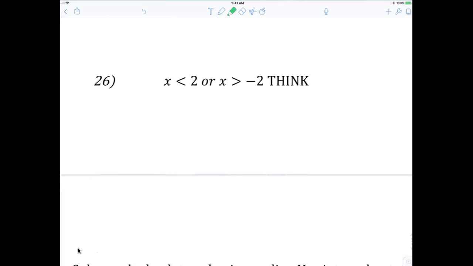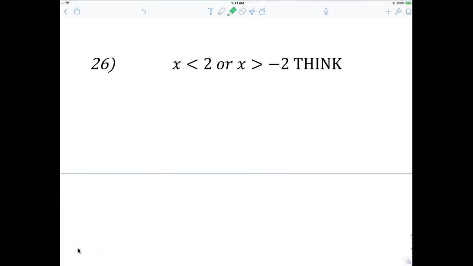Okay, let's look at the thinking question for number 26. Jump down to 26 because this was the really hard one. If you are less than 2 or greater than negative 2, what do you think this is? I'm seriously in the conversation. What do you think? It'd be negative infinity to 2. Be careful, what do you think? Would it be negative 2 comma 2? What do you think?